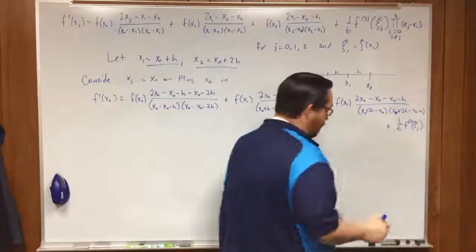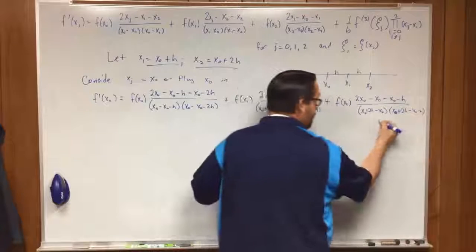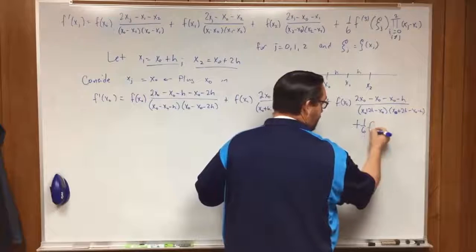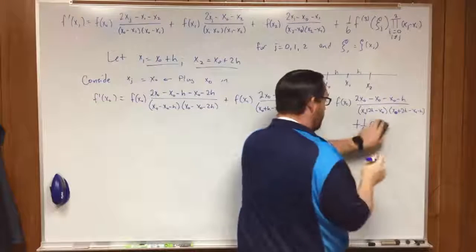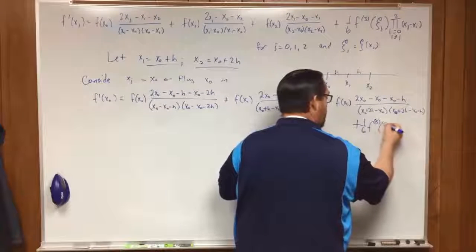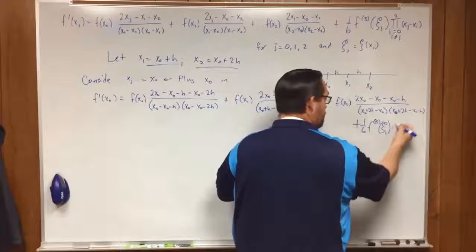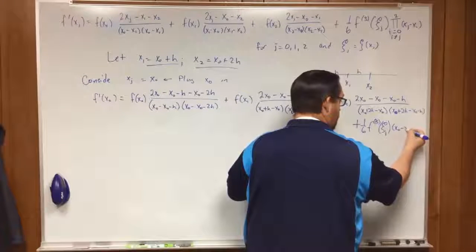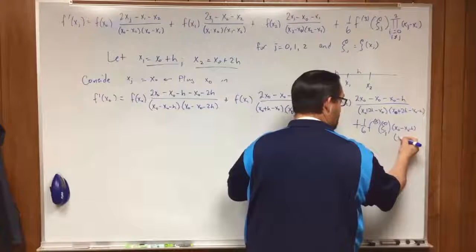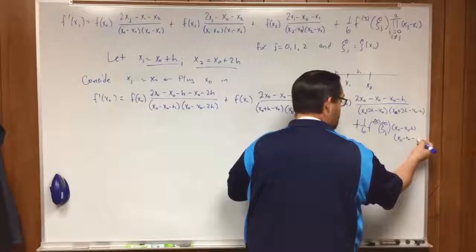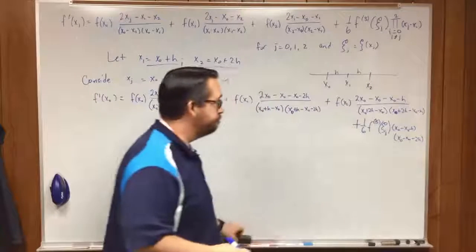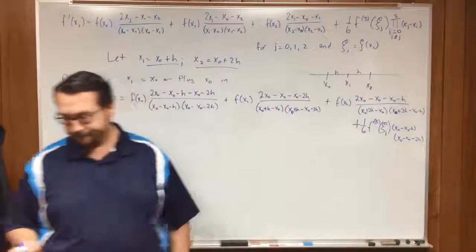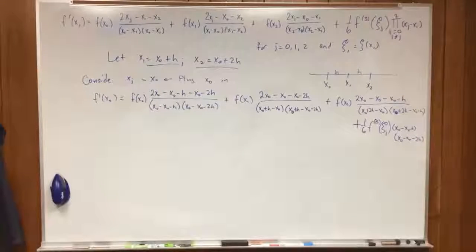So what that means is that this term right here ends up having plus 1/6 the third derivative at c sub j times x0 minus x1, which is x0 minus h, times x0 minus x2, which is x0 minus 2h. Like that. Okay.